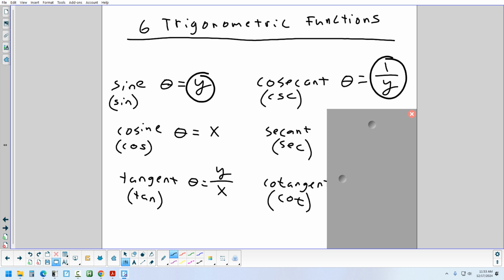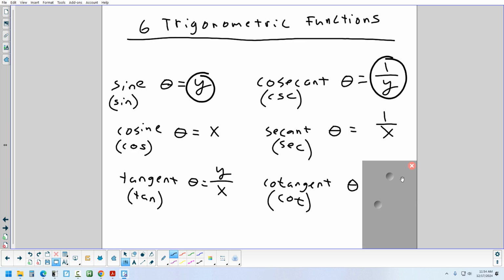So let me give you the names of them first. Cosecant, secant, and cotangent. Now, if what I said is true, the answer under the box is going to be the reciprocal of the other answer in the same row. So what do you think the secant is? 1 over x. It's 1 over x. And the cotangent? X over y. Yep. So those are our 6 trig functions along with their definitions.